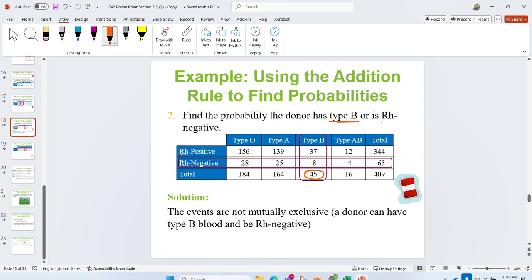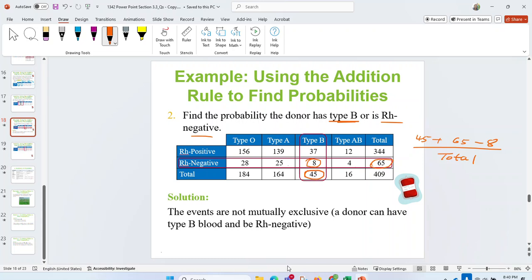Rh negative: when you have Rh negative, look at this horizontal row. The total here is 65 for Rh negative. But how do you get 65? You add 28, 25, 8, and 4. So you add this 8 again. If you use 45 plus 65 divided by the total, you have already added this 8 twice, so you must count this 8 only once before dividing by the total. So that will be your probability here.